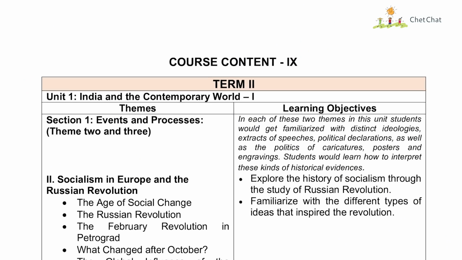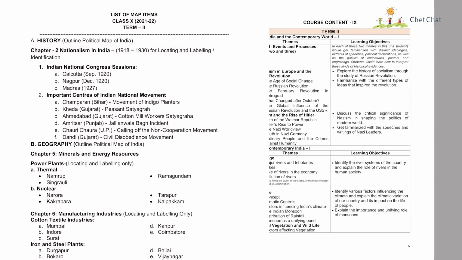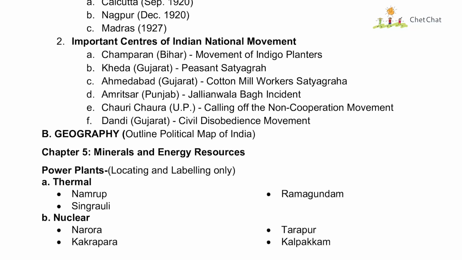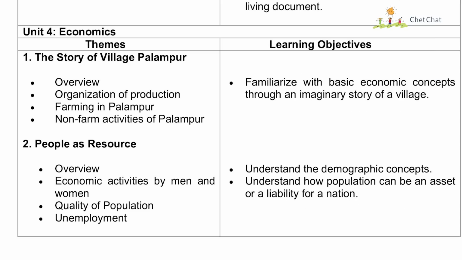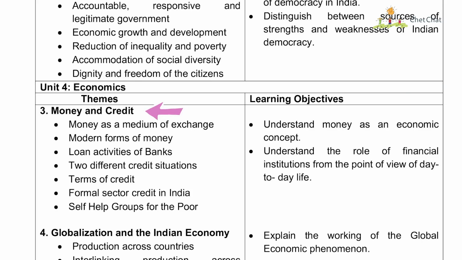Just as an example, the right hand side of the syllabus is literally the type of questions that will come. Let's take a look closely. Let's see the economics section. Under this section of money and credit, one learning output is understand the role of financial institutions from the point of view of day-to-day life. And now, let's see the sample paper, question number 4.